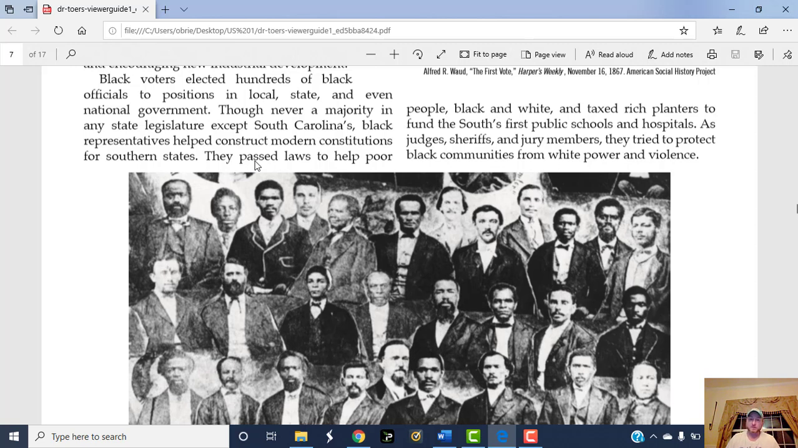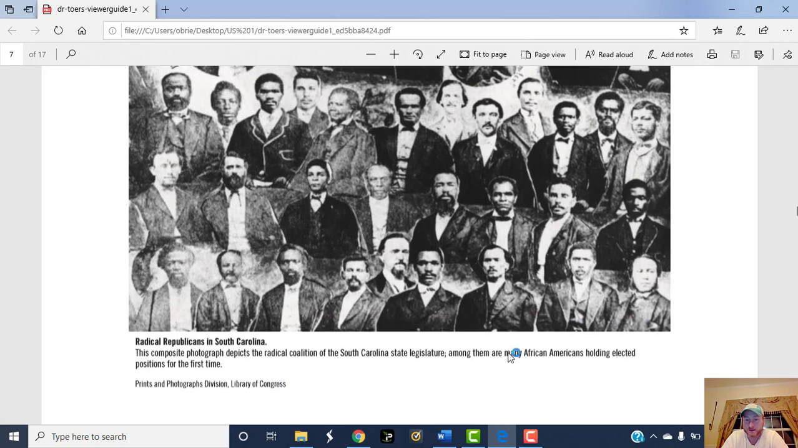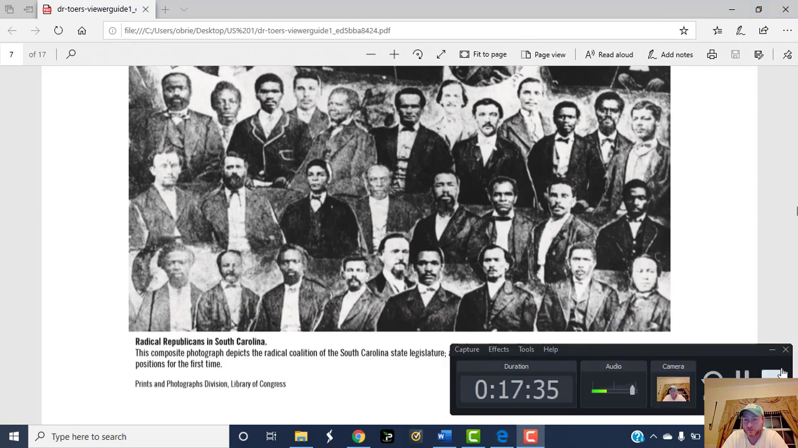So once they would re-enter the Union, these states had to rewrite their constitutions. They passed laws to help poor people, and these were egalitarian, more people-friendly laws, not elite-friendly laws. So during these years, they passed laws to help poor people, black and white, and they taxed rich planters to fund the South's first public schools and hospitals. As judges, sheriffs, and jury members, they tried to protect black communities from white power and violence. So that's pages 3 through 6.